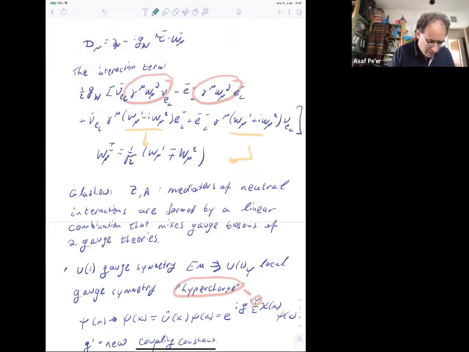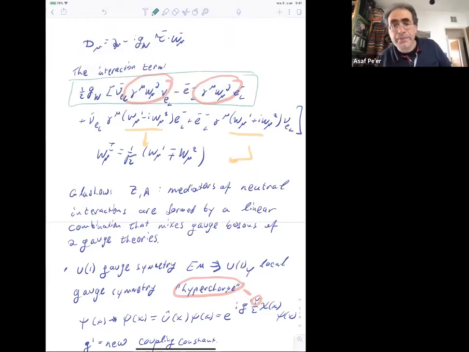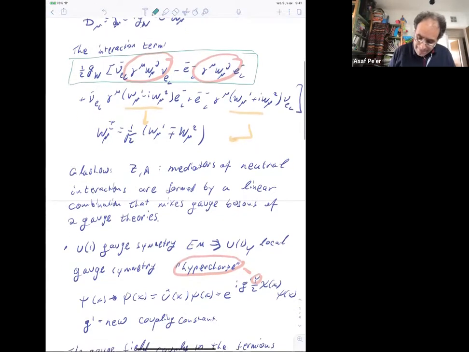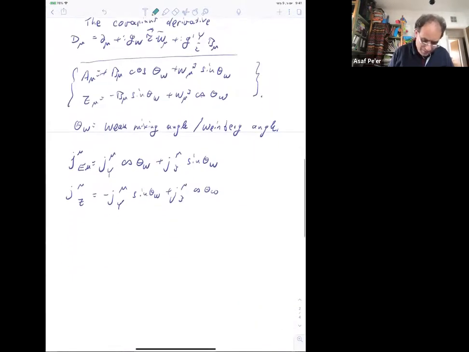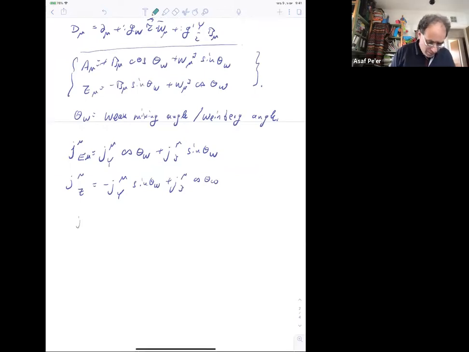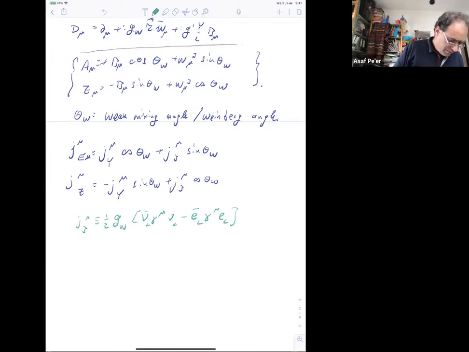This is exactly this part of the interaction. So J mu 3 is half G weak, neutrino bar left gamma mu neutrino left, minus E bar left gamma mu E left. This is exactly the fermionic current that is coupled to the W mu 3 that we had.